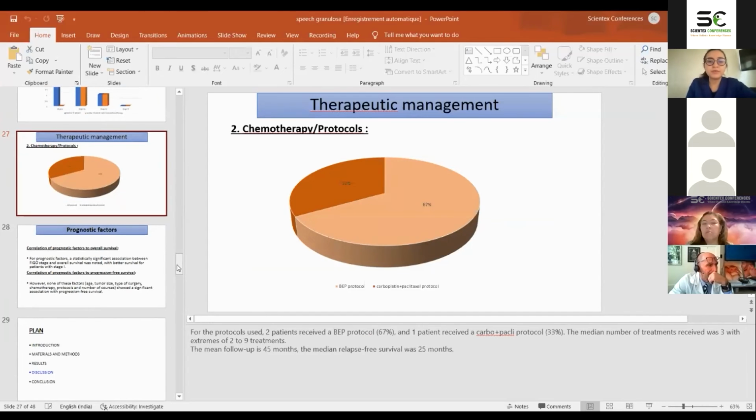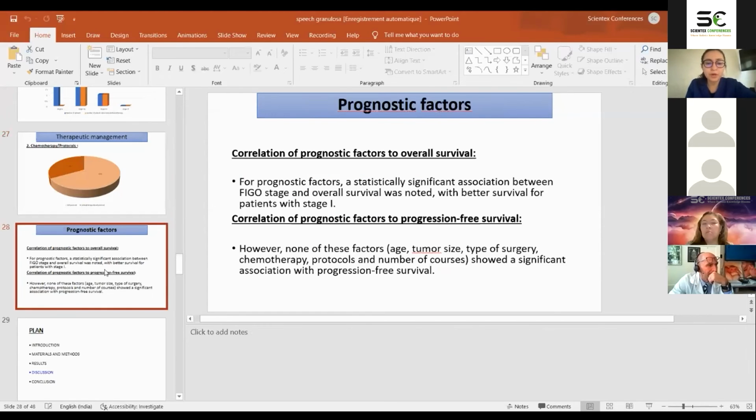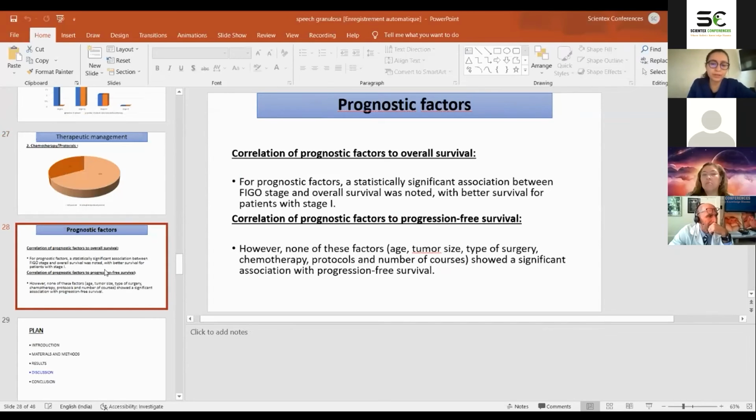Concerning the prognosis factors, correlation of prognosis factor to overall survival. A statistically significant association between FIGO stage and overall survival was noted, with better survival for patients with stage 1. Correlation of prognosis factor to progression-free survival. However, none of these factors, age, tumor size, type of surgery, chemotherapy protocols, and number of courses showed a significant association with progression-free survival.